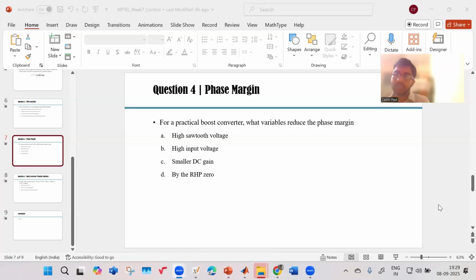So what do you think, sir? Reduces A, C, and D. Okay, what reduces the phase margin? All right. Why is this? What about the others?